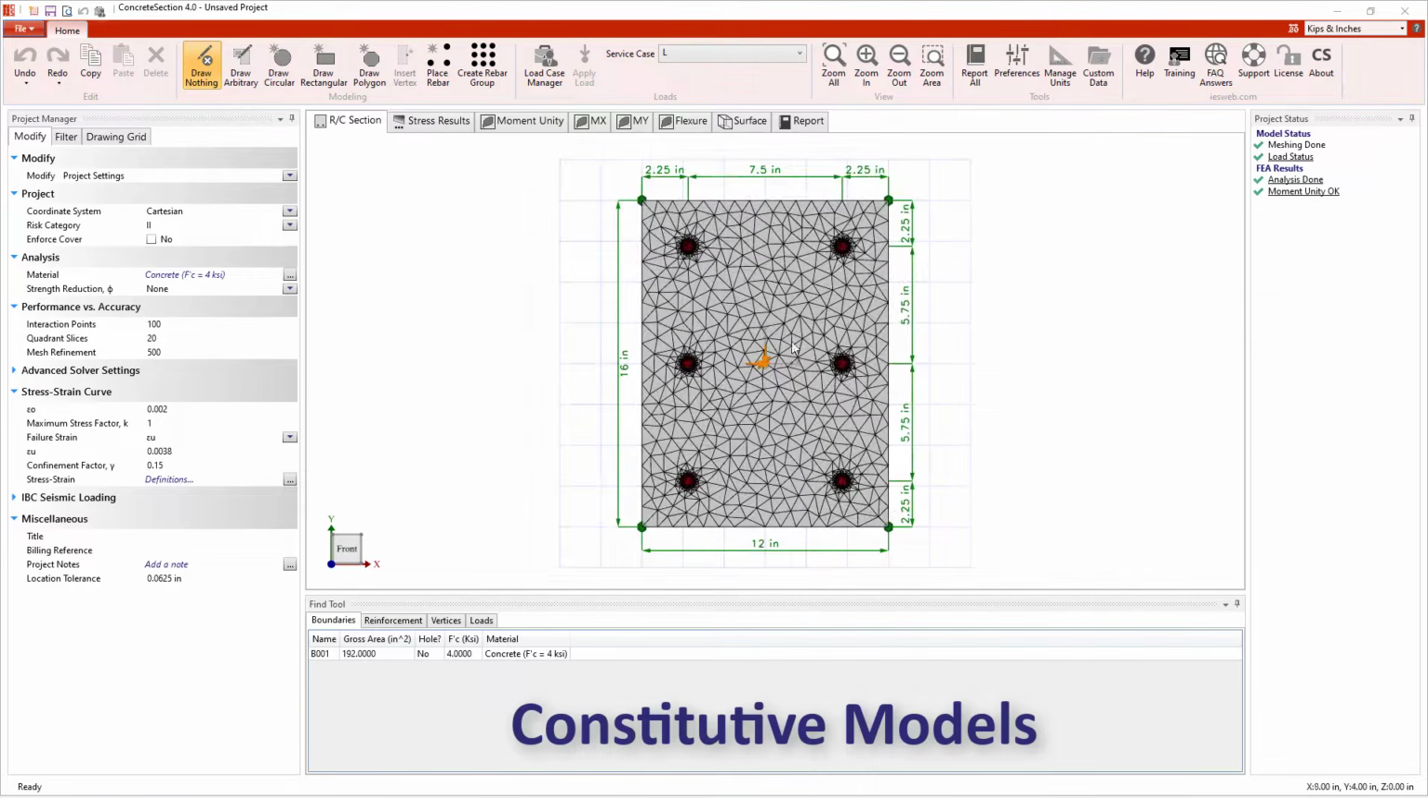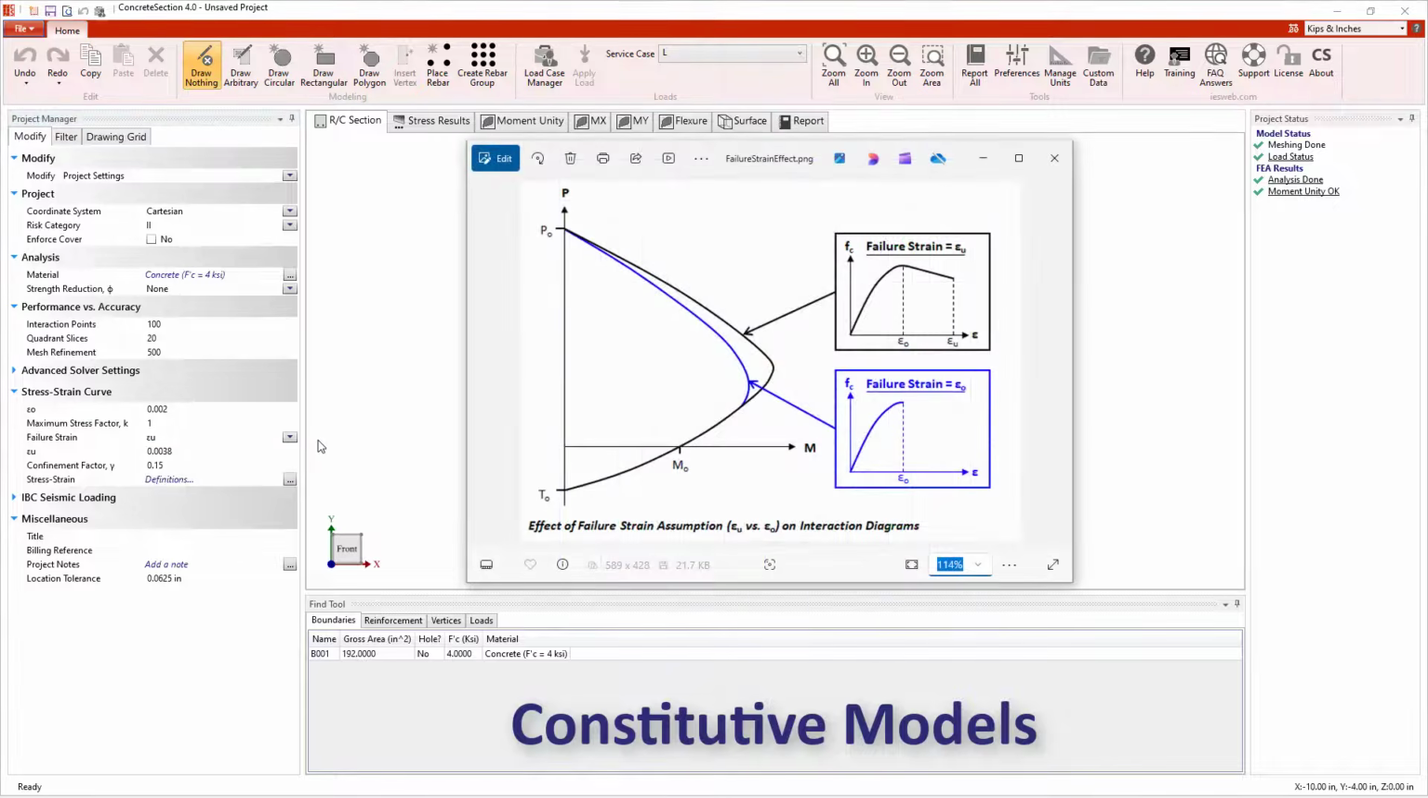Note the failure strain, which is the strain in the section's extreme fiber when the section reaches full capacity, can be set to either epsilon naught or epsilon u in the program. This setting affects the calculated section's capacity, effectively shifting the bounds of the interaction diagram.